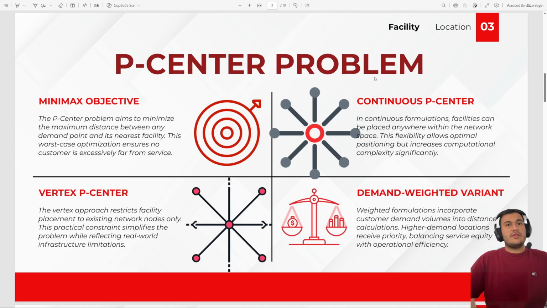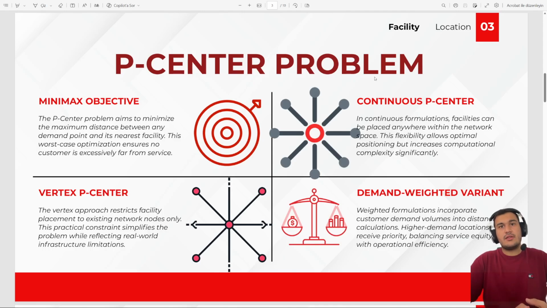First, we need to check the P-center problems. What's the P-center problem and what's the main goal of the P-center model? The P-center model is so simple. It wants to minimize the maximum distance between any demand point and its nearest facility. We also call these minimax problems.